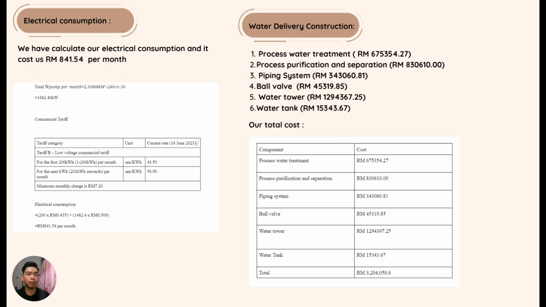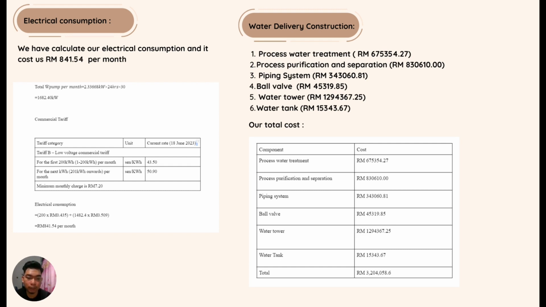For the electrical consumption, as you can see here, we calculate the pump work per month, and we got 1682.4 kilowatt. And then we use the commercial tariff table, and we got 841.54 ringgit per month.